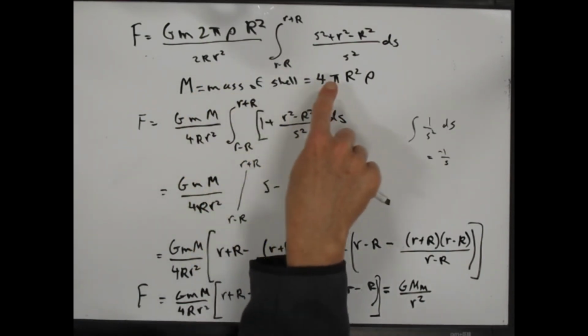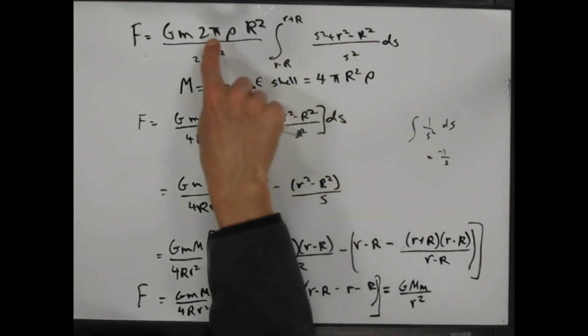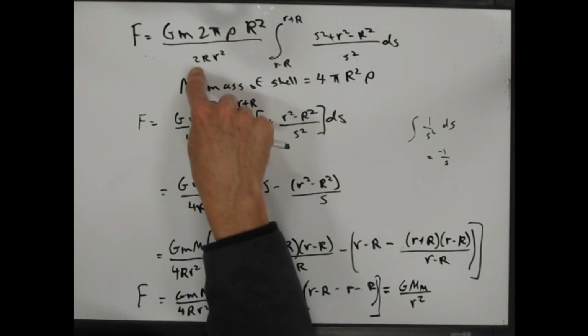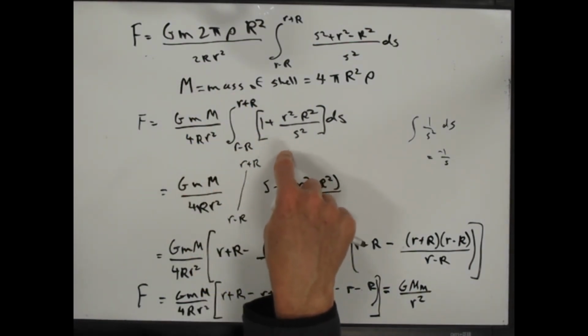If I want, I can take into account the mass of the shell. The mass of the shell is 4 pi big R squared times the density. Remember, that's just a surface density, and so I can group these guys to make the mass. If I put another factor of 2 in the denominator, then that gets this. And now I'm integrating this fairly simple function.